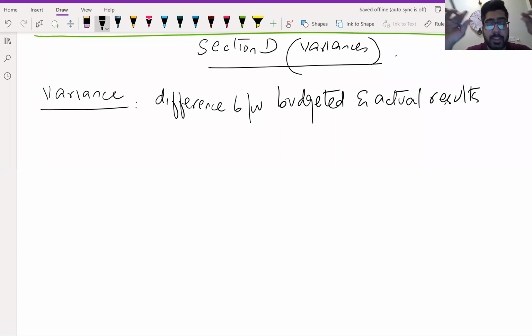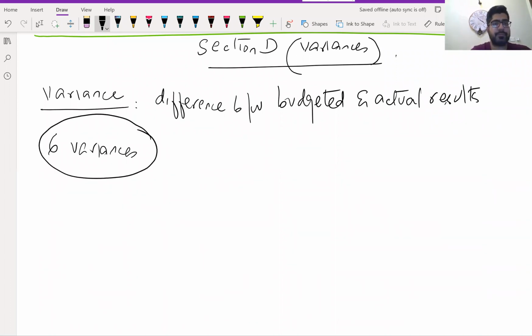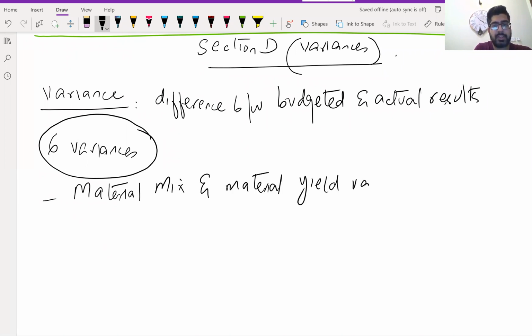Now, obviously there are many variances which people study in their earlier papers. But in your F5 PM syllabus there are 6 variances that need to be followed. The first variance is called material mix and material yield variance. These are two variances actually, material mix and material yield variance.